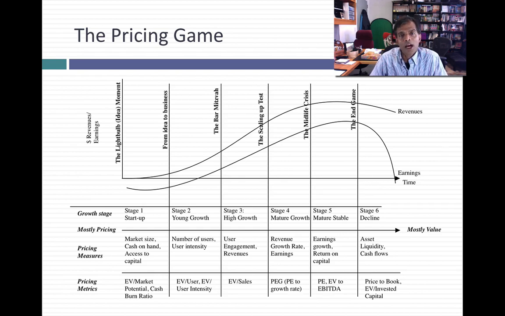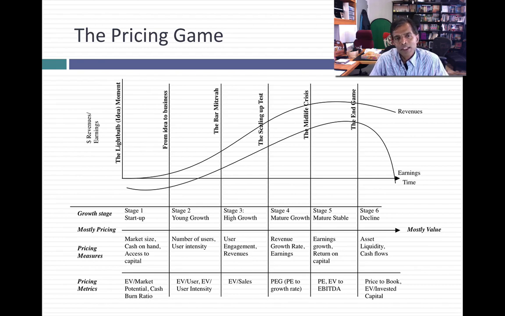At some point in time, investors stop being happy with users and start looking for revenues, earnings, cash flows. And you have to be ready because the pricing metrics will start to shift again. They'll shift from price per user, price per subscriber to price to revenues or enterprise value to revenues. And then as you start to make money, you're going to start to see the earnings multiples kick in, price earnings, EV to EBITDA. And when you go into decline, you're going to see a lot more use of book value multiples on the basis that book value is often a substitute for liquidation value.